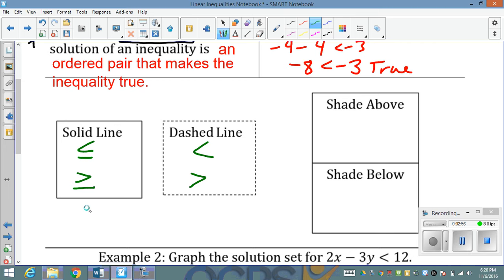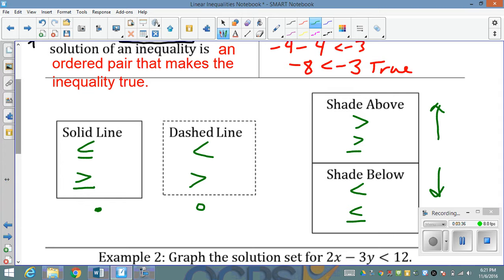This is the same concept as closed circle versus open circle when you're graphing it in one variable, when you're graphing it on the number line. Now, for shading above, and remember we always follow the y-axis. When we shade above, that's going to be if it's greater than or equal to. And we're going to shade below if it's less than or equal to. Remember, these rules will not work if it is a vertical line. Then we have to talk left or right, but for every other type of line, those rules work.